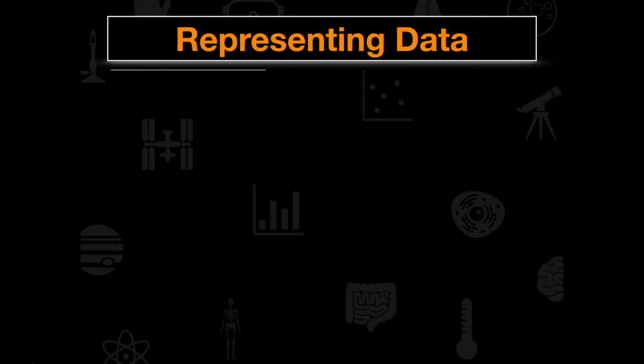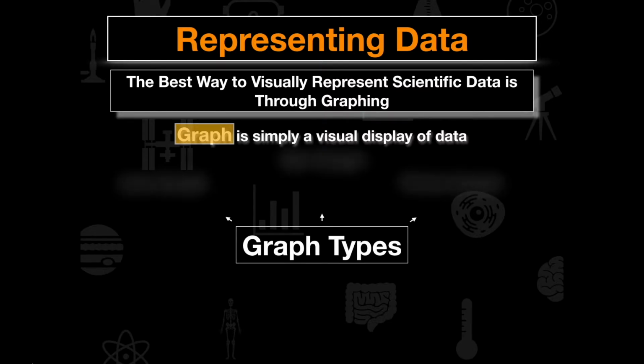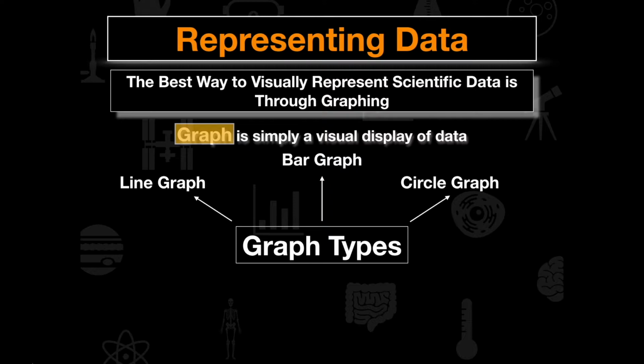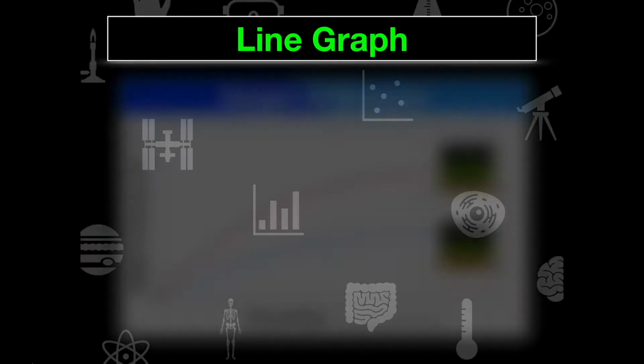Now, we represent this data through graphs because it's the best way for us to visualize what that information that we're reading is. A graph is simply a visual way of displaying the data, and we read it kind of like we read a book. Now, again, we're using our graph types here, the 3 most common: line, bar, and circle. And what we're going to do is interpret or read the graphs. And we can extrapolate and interpolate what type of information those graphs hold. So let's start off with the line graph.